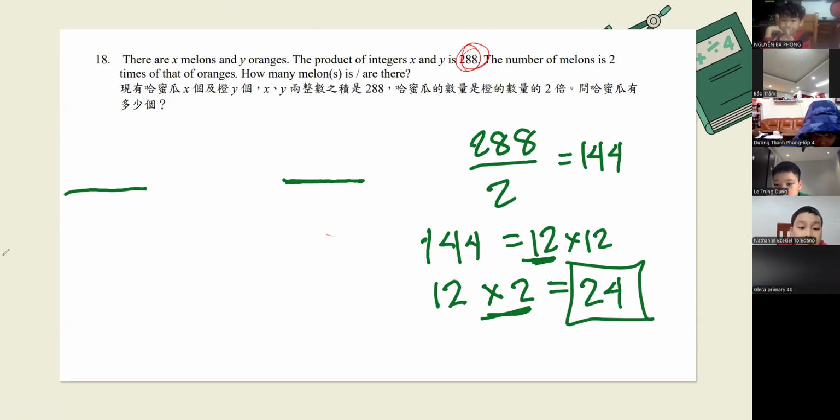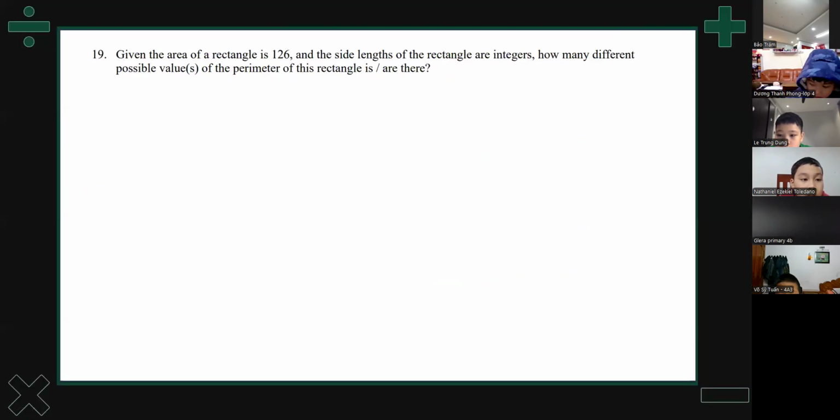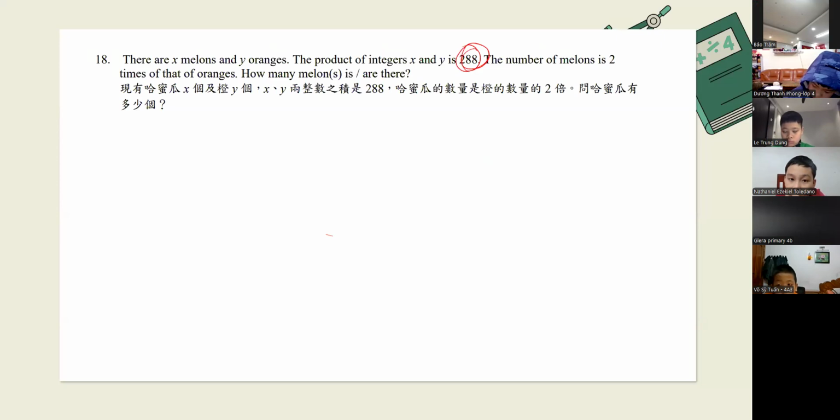So this is a set of 30 questions. Yes. I don't think that for 18, the answer is 24. Why? Because 24 is only a little number and 28 is in it, and the total is 288, right?